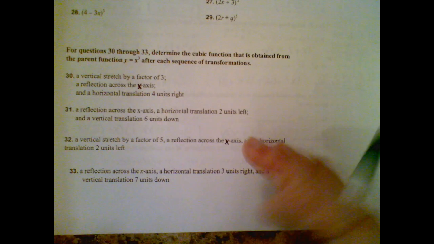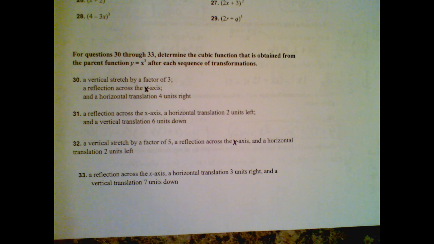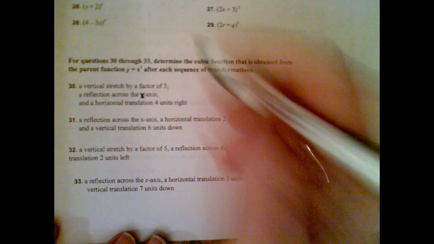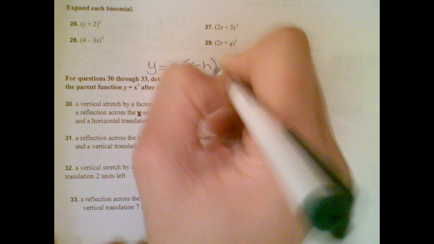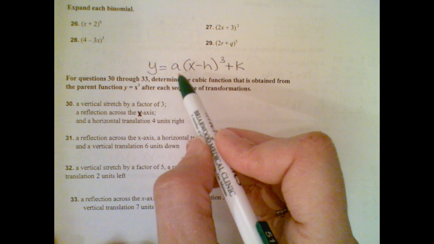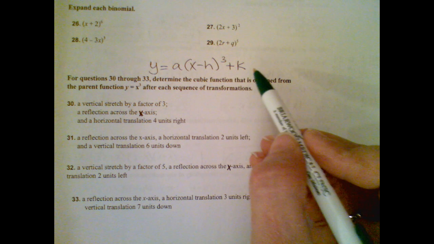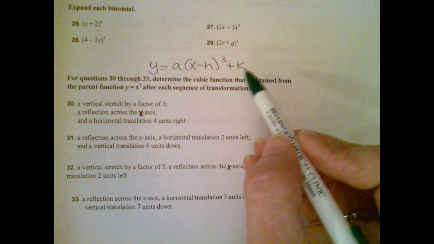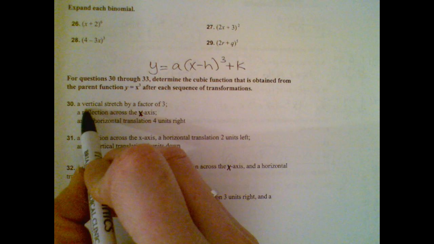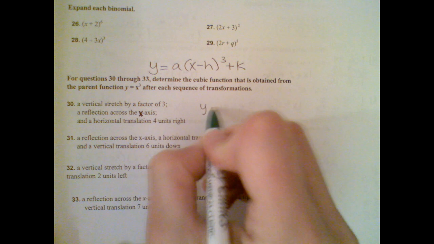Alrighty, for the bottom 4 problems, we're going to be using our transformations. So if we think about this equation, our A is going to be in charge of stretching or compressing, our H moving it left and right, and our K up and down. So we want to go ahead and vertically stretch it by a factor of 3, so we're going to put that in the A spot.